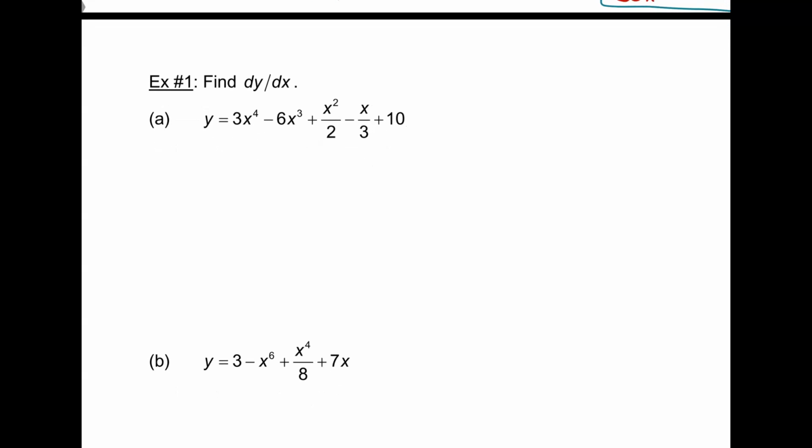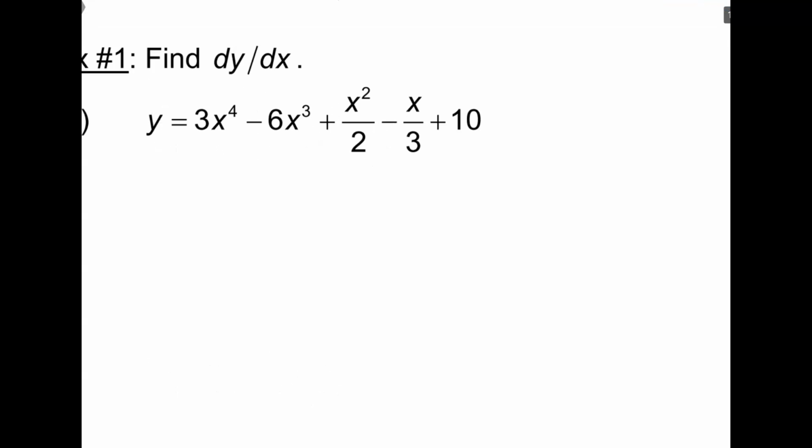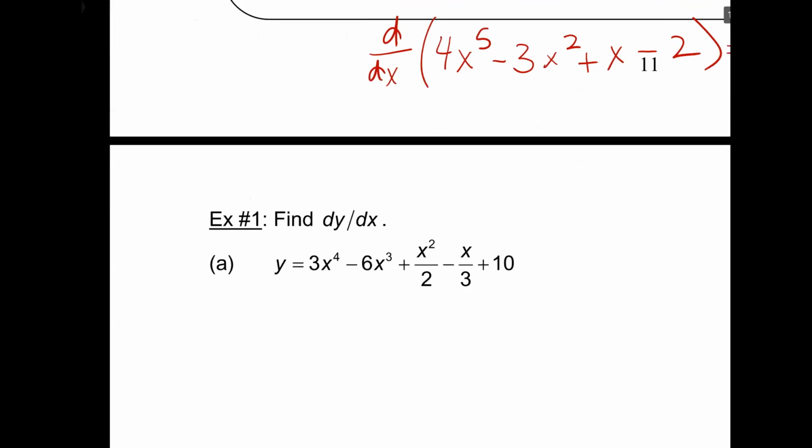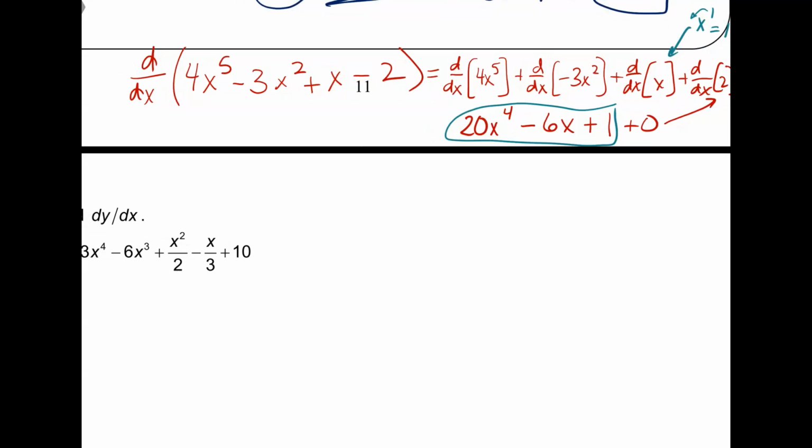All right, now let's go through and find dy dx. So we do it term by term. I want you guys to try out A. If you're done writing, try out A. Now I see pencils moving across the paper, try out A.